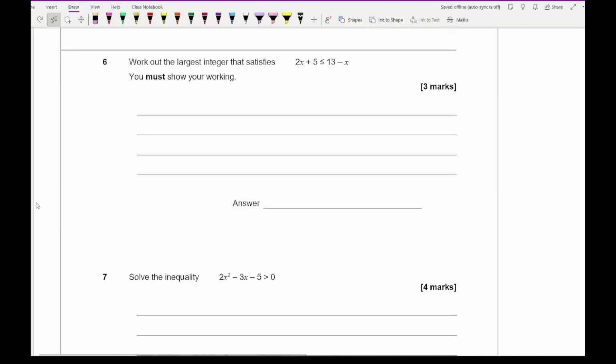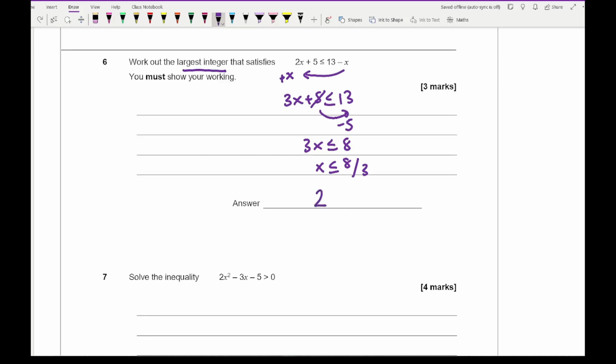Now for question 6, it says work out the largest integer that satisfies this. Again, there are several ways in which you can do this. It all depends on how you were taught. Whenever you've got negative x's, I would take them to the other side to make that a plus x. So if I add x to both sides, I end up with 3x plus 5 is less than or equal to 13. Then take the 5 over by minus 5, so I've got 3x is less than or equal to 8, and then x is less than or equal to 8 over 3. It's looking for the largest integer. Well, 8 over 3 is roughly 2.66, so the greatest integer is going to be 2.